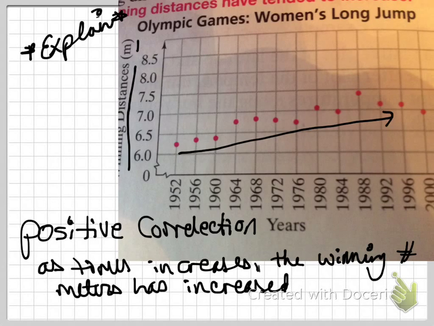All right, so that's it for this lesson on making scatter plots, being able to analyze the data, and recognizing if there's a positive correlation, negative correlation, or if there's no correlation at all. The data sets just aren't related to each other.